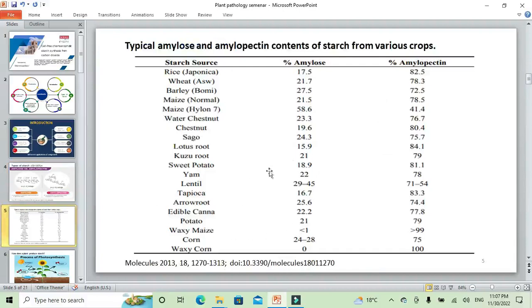As you see here, the amounts of amylose and amylopectin differ from one crop to another. I bring this from this reference. You can see here that the amount of amylopectin in most of these crops is higher than the amount of amylose.